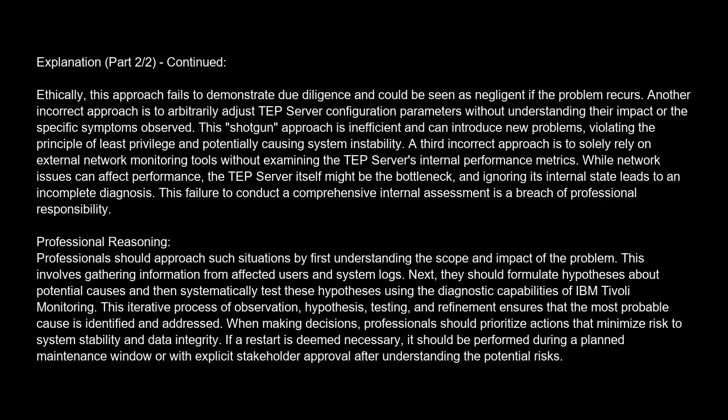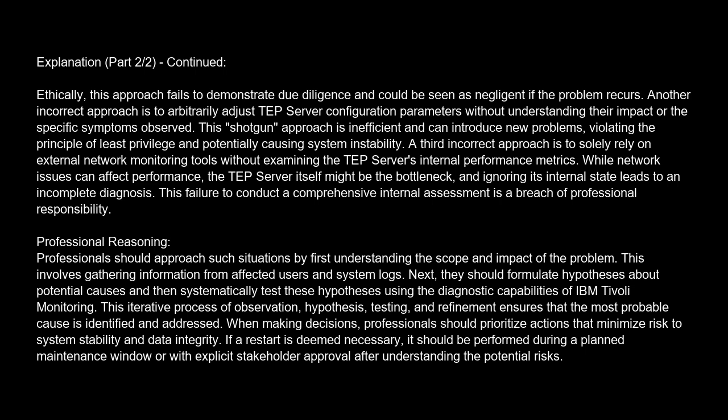Another incorrect approach is to arbitrarily adjust TEP server configuration parameters without understanding their impact or the specific symptoms observed. This shotgun approach is inefficient and can introduce new problems, violating the principle of least privilege and potentially causing system instability. A third incorrect approach is to solely rely on external network monitoring tools without examining the TEP server's internal performance metrics. While network issues can affect performance, the TEP server itself might be the bottleneck, and ignoring its internal state leads to an incomplete diagnosis. This failure to conduct a comprehensive internal assessment is a breach of professional responsibility.